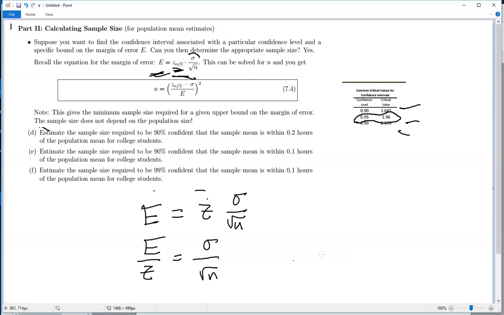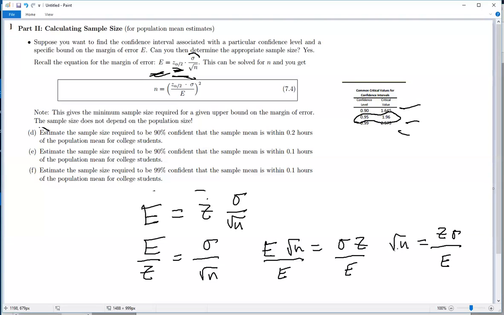And now this is a proportion, so I'm just going to write the cross products. E times the square root of n equals standard deviation times the z-score. And now, since I'm solving for the sample size, I'm going to divide by E. And that leaves me the square root of n equals z times sigma over E. So the z-score times the standard deviation divided by the margin of error. And now I'm going to square both sides of this equation. That leaves me n, and that's where that formula came from. Okay, now fortunately we don't have to solve that every time. We can just use the formula they gave us.